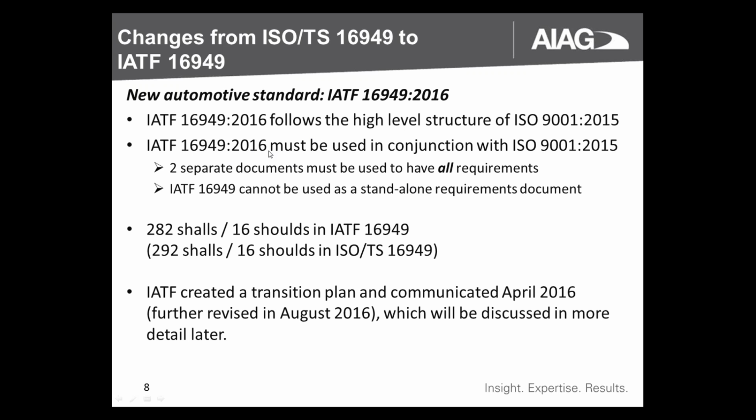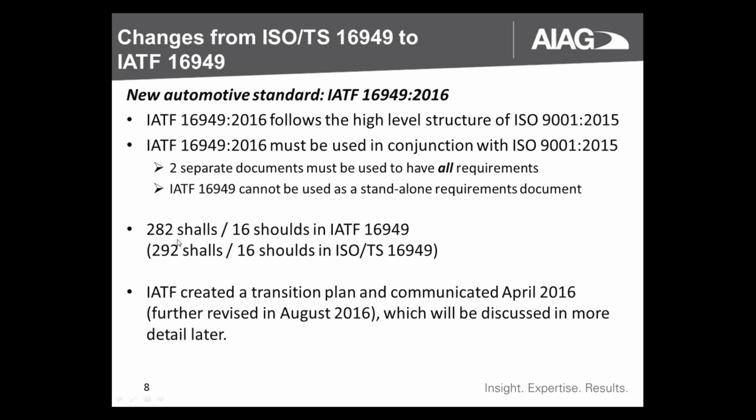Very important point here. If you're looking at Facebook or checking your email, please tune in. IATF 16949 must be used in conjunction with ISO 9001-2015. This means that there's two separate documents, the IATF standard and ISO 9001-2015, that have to be used in order to have all the requirements, in order to get an understanding of all the requirements that you have to meet. You cannot just simply implement the requirements of IATF 16949 alone.